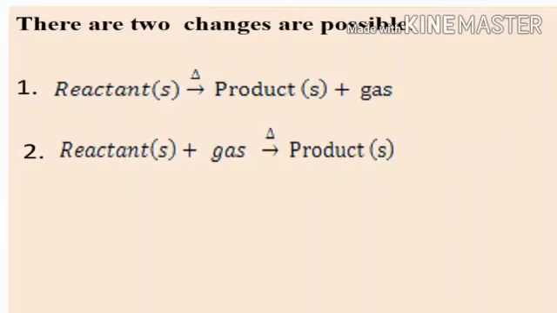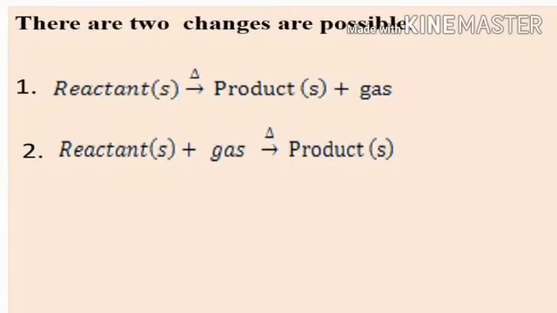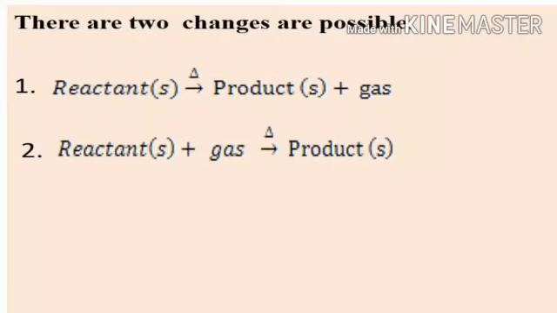Thermogravimetric analysis is abbreviated as TGA. In TGA, two changes are possible. The first one is the reactant, which is a solid, when heated produces product and gas is emitted out. And the second change is reactants combine with gas at high temperature to produce product. Usually, we do not perform the second type of change in the lab. The first type of change involves the loss in the mass or weight.